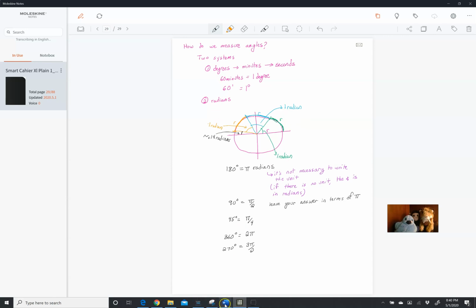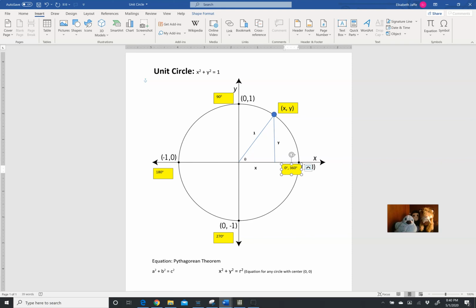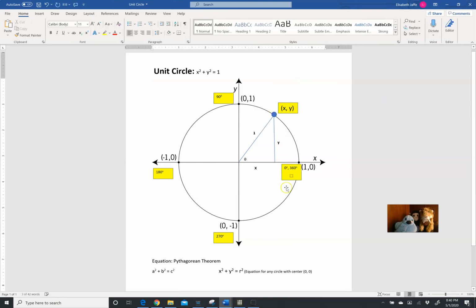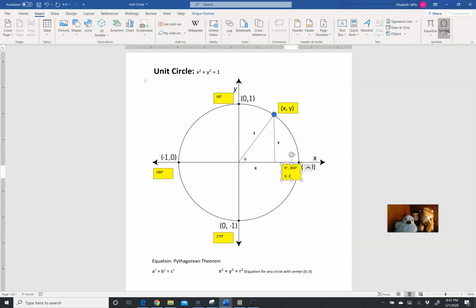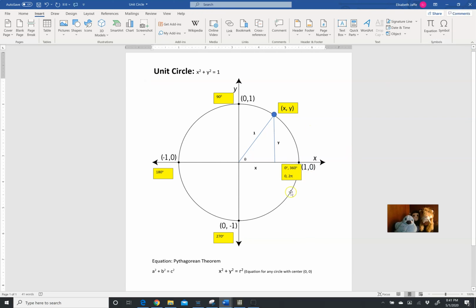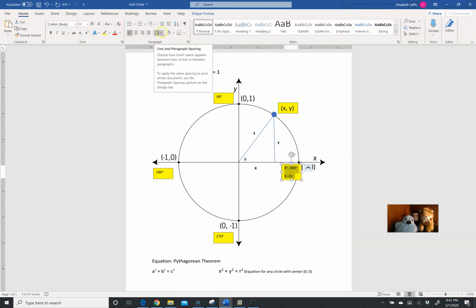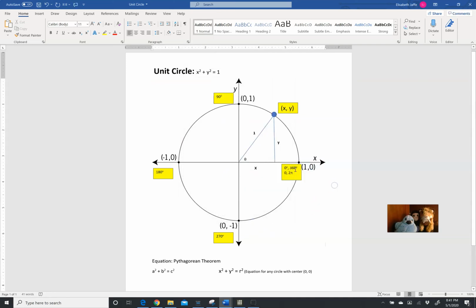So before we go any further, let's go back to our unit circle and put in how many radians each of these are. This is 0 degrees, or 360 degrees, which is 2 pi. Sorry for all of this formatting. I'm going to include this in the board notes, so I want to make sure that it's clear. So it's 0 or 2 pi radians.